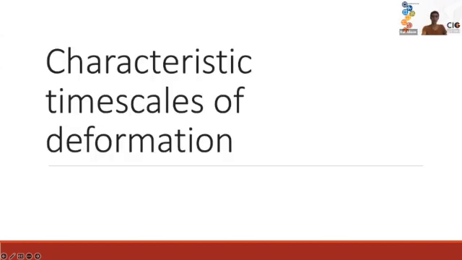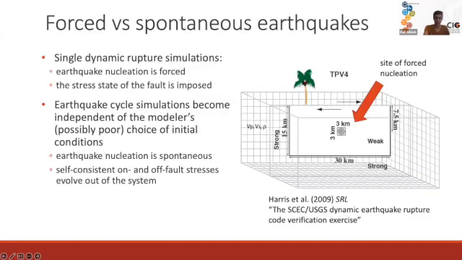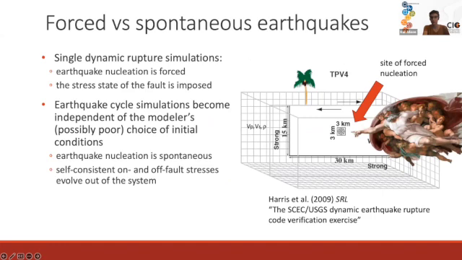Finally, I'm going to talk about the characteristic timescales of viscoelastic deformation, shear heating, and grain size evolution. So in single dynamic rupture simulations, the nucleation of the earthquake is forced, a process sometimes called the hand of God. The stress state on the fault is also chosen by the modeler, and in contrast, earthquake cycle simulations have spontaneous nucleation and evolve self-consistent on and off fault stresses. One of the advantages of earthquake cycle modeling over models of single dynamic ruptures is that cycle models become self-consistent and independent of initial conditions.